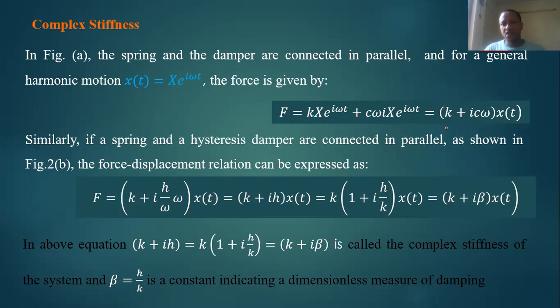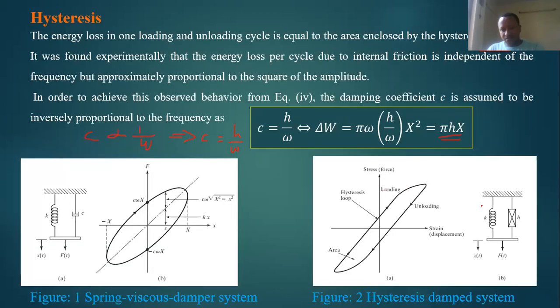So which is equal to k plus i c omega, the whole x of t. Similarly, the spring and hysteresis damper are connected in parallel as shown in the figure. This is for spring and hysteresis. Here, the damper is represented as H. This H is equal to C omega. Here it is C. Okay, so this is for the hysteretic case.